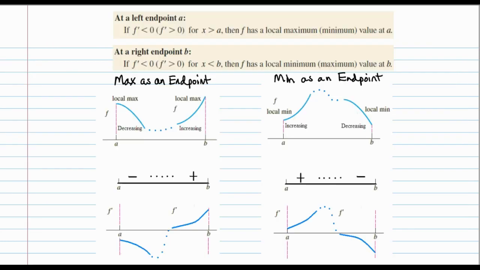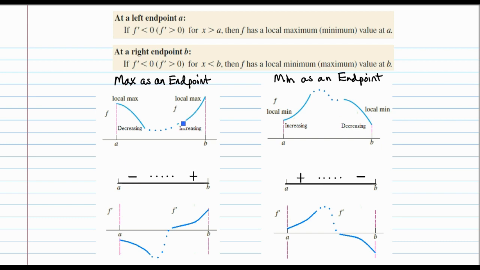A situation that we won't see in this example or now try problem is a maximum at an endpoint or a minimum at an endpoint. Let's say they cut off your domain at a and b. If your function f is decreasing after a left endpoint, there was a local max there at f. So if f prime is negative after a left endpoint, f had a maximum.